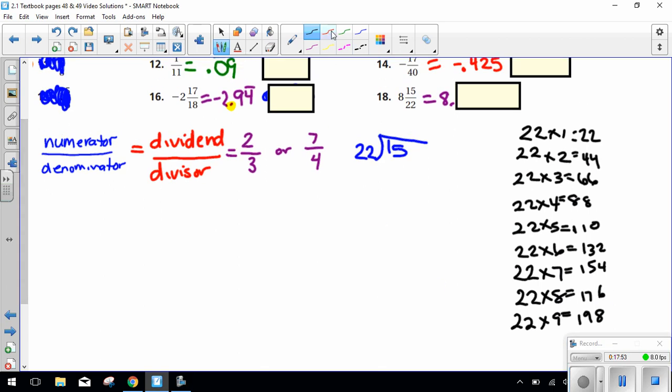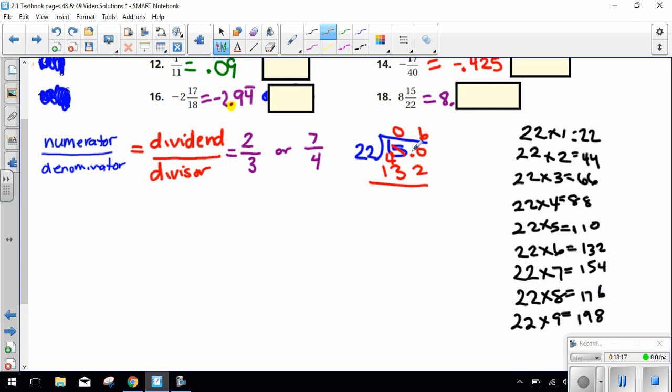And let's begin here. So 22 goes into 15 no times. So I'm going to add a decimal and a 0. 22 goes into 150. It can't be 7 times because that gives me a product of 154. So it must be 6 times. 6 times 22 is 132. So we're going to subtract.